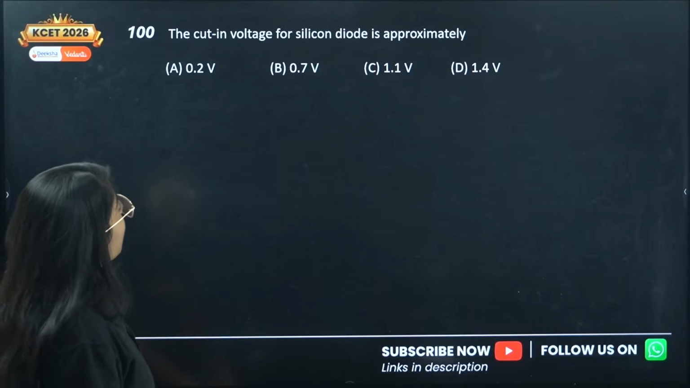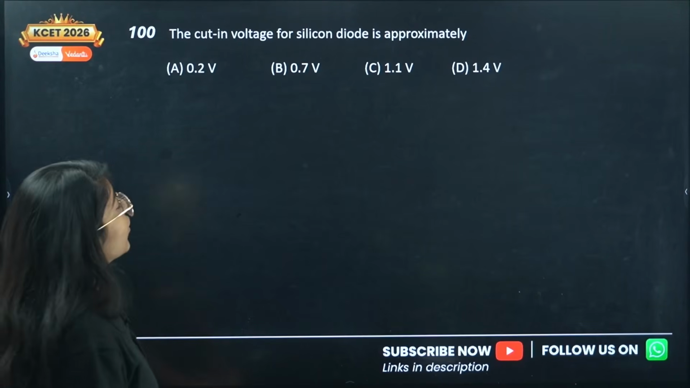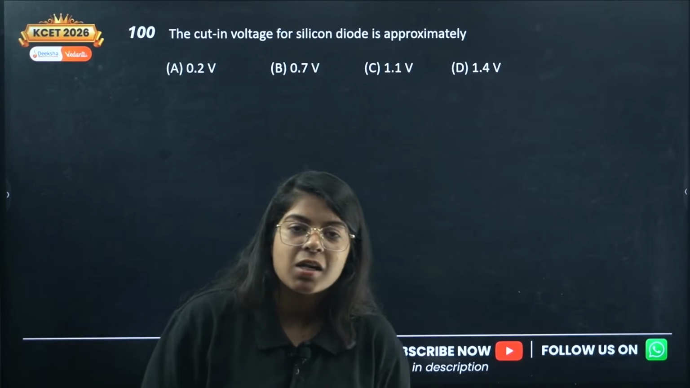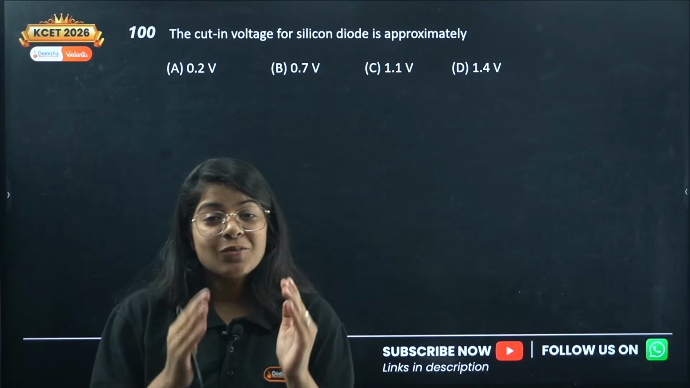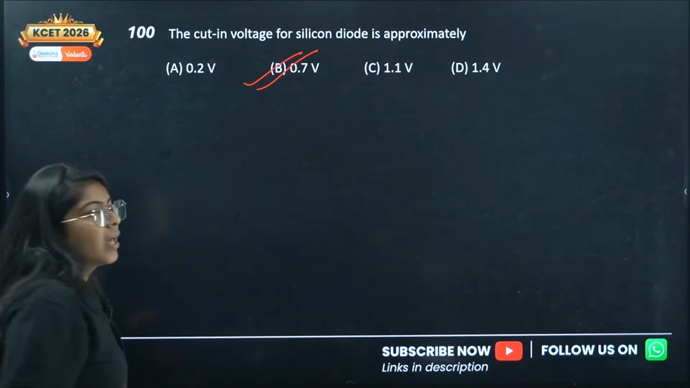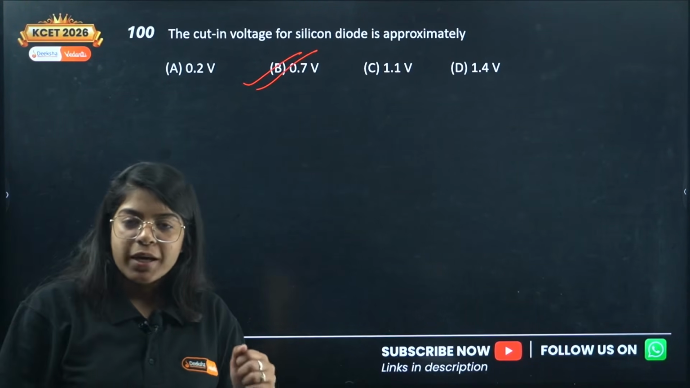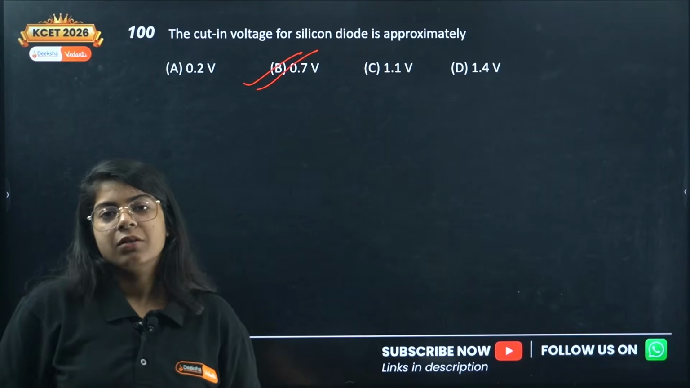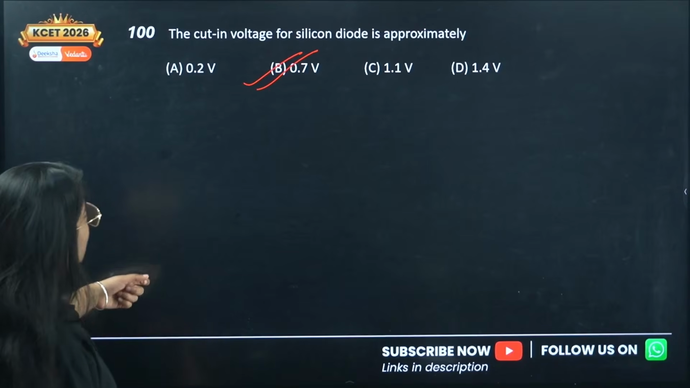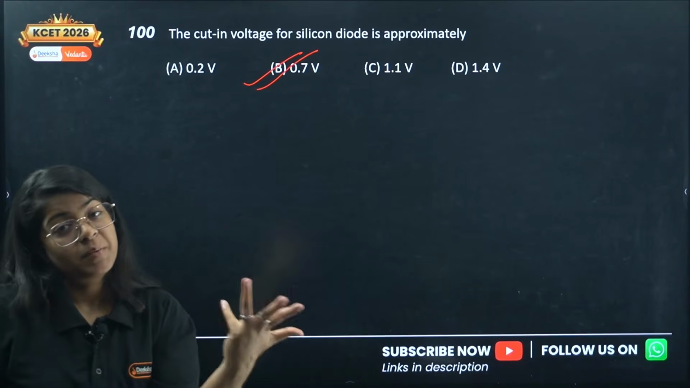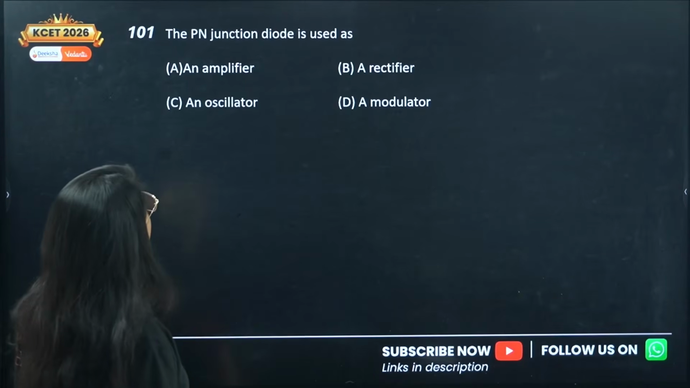Okay? 100th question. A cut-in voltage for silicon diode is approximately what? We have crammed it in our hearts and our brain that the cut-in voltage for silicon is 0.7 volt. I think if someone wakes you up in your sleep and asks you what is the cut-in voltage for silicon, you will say it's 0.7 volt. Okay, but I have got you 2 bonus questions. Maybe they can come in both, so don't skip.